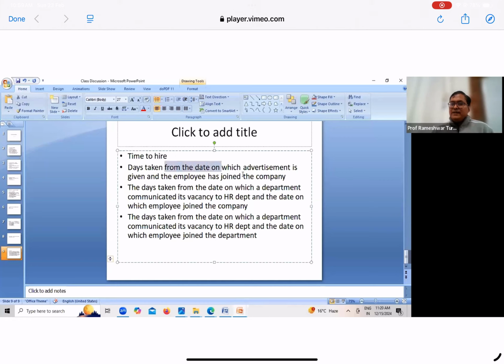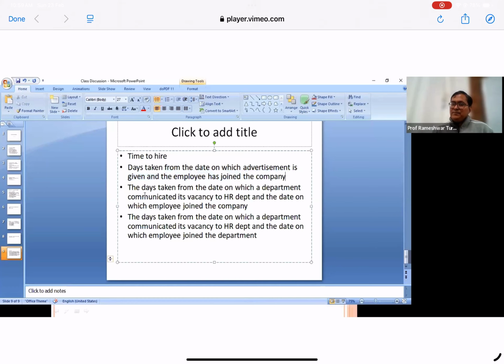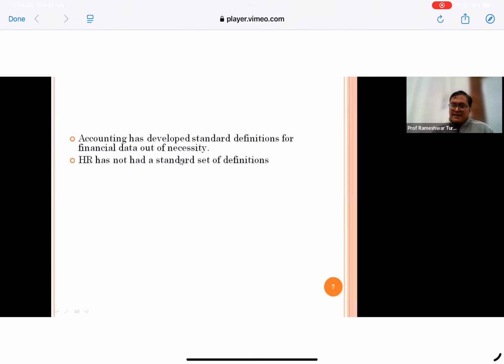Days taken from date of advertisement to when the employee joined. That may be a different number. Or days taken from when the vacancy is communicated to when the person joined the company. Or vacancy communicated, person joined the department. These are different things. So in HR, there is no standard set of definitions.